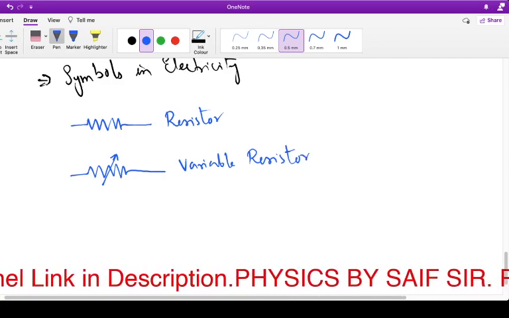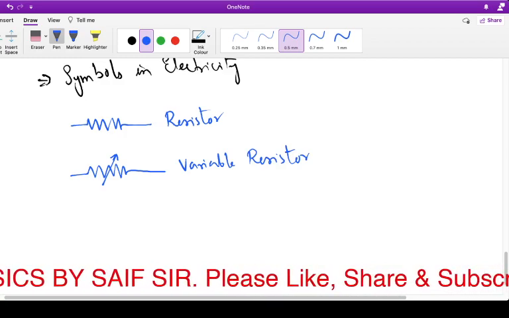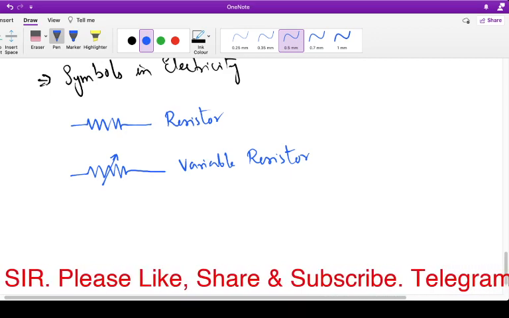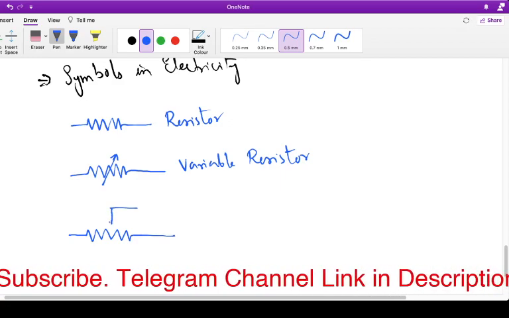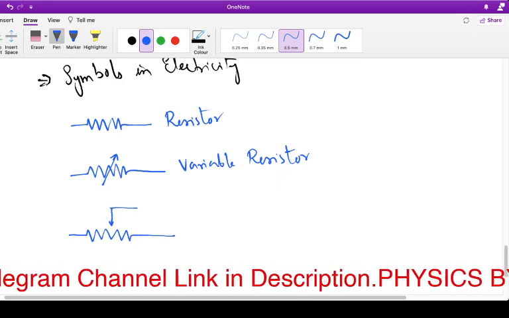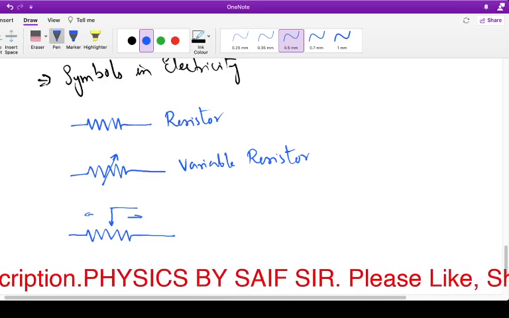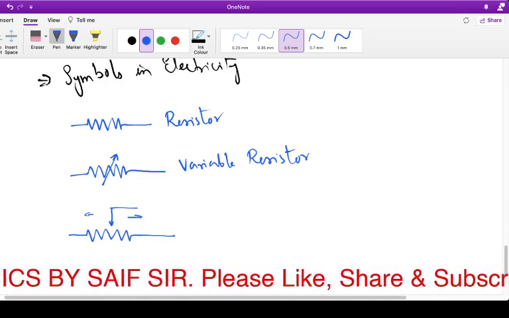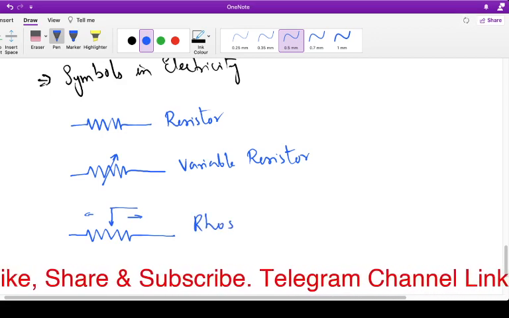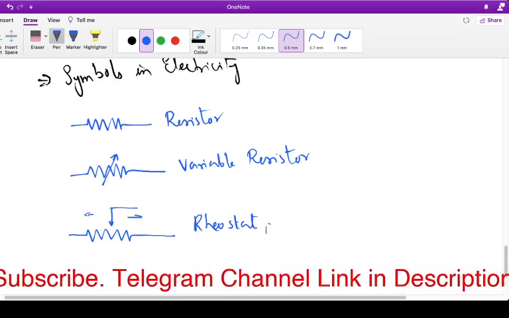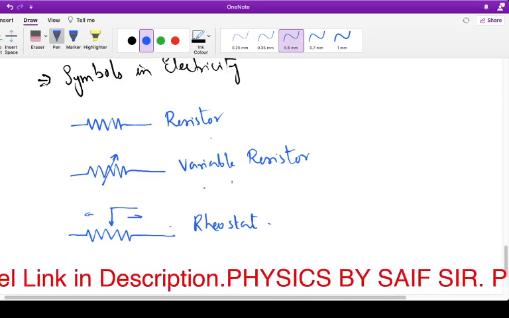But what if your circuit requires you to keep changing the resistance, either increasing or decreasing? For that, you again draw a resistor like this and put an arrow like this. If it moves to the left side, the value of the resistor decreases, and if it moves to the right side, the value of the resistor increases. This symbol is called a rheostat. So the first symbol is the resistor, the second is the variable resistor, and the third one is the rheostat.